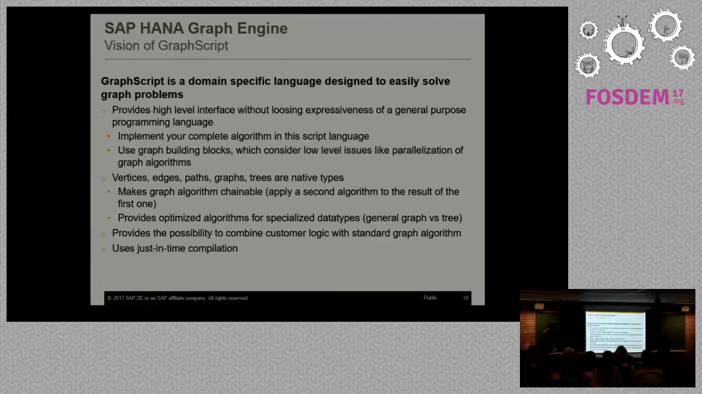And it makes it possible to optimize in the background, because when we call an algorithm with a tree, sometimes we can use a much more efficient algorithm than if we call the same algorithm with a general graph.